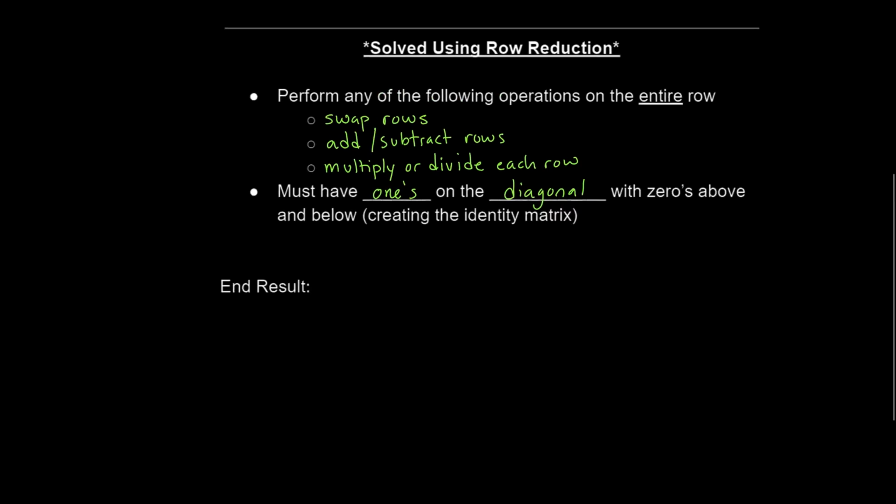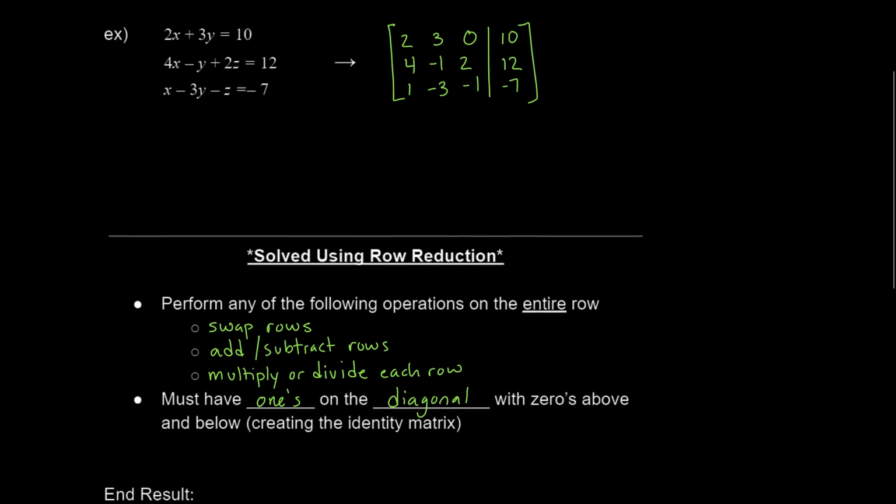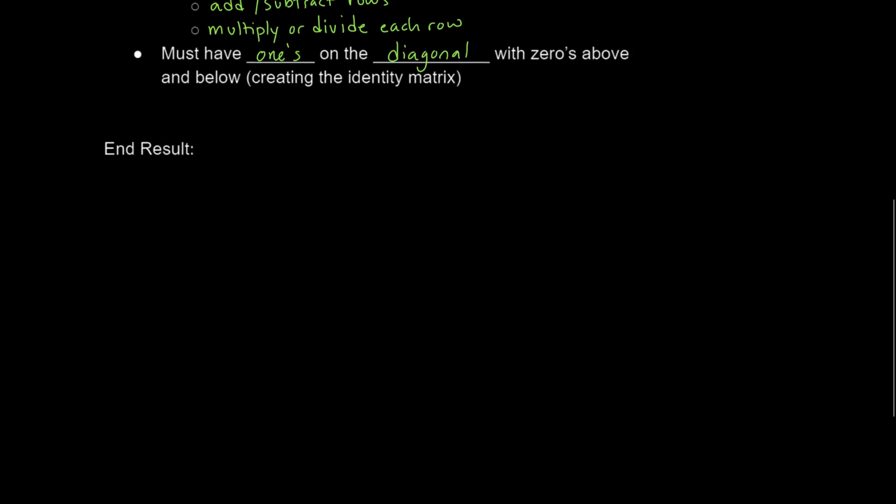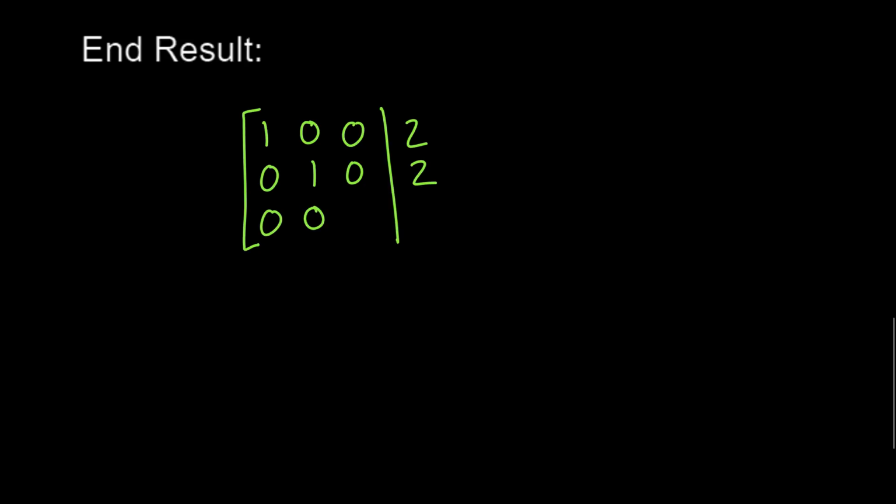So here, this is our matrix. Pretend on another sheet I have done all these row reductions. Your end result, if you did everything correctly, is going to be 1, 0, 0, line 2, 0, 1, 0, 2, 0, 0, 1, 3.